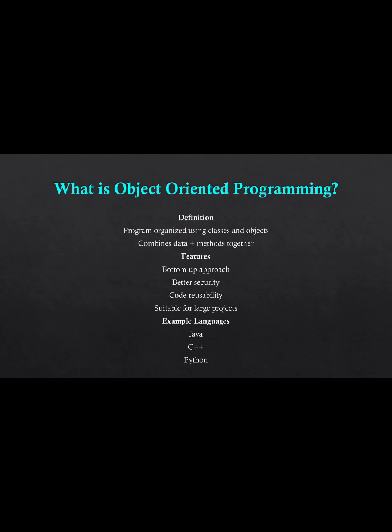And what are the languages? The languages are Java, C++, and Python. Java, C++, and Python are the languages which obey the object oriented programming style. Now, the Java which we will be learning is object oriented programming. So we'll have to learn in detail about each and every pillar of object oriented programming.